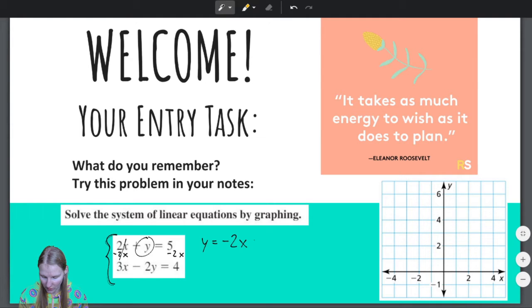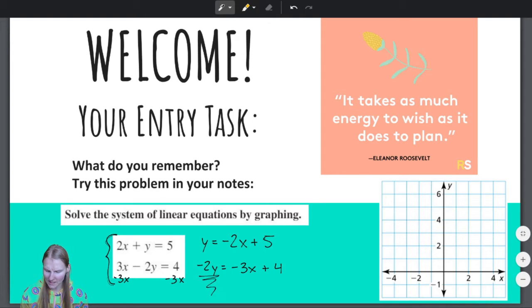So the first equation is just y equals negative 2x plus 5. And we did that by subtracting 2x from both sides. Okay, awesome. So that is equation number 1 all done and dusted. For equation number 2, I also need to move the 3x over to the other side. That gives me negative 2y equals negative 3x plus 4.